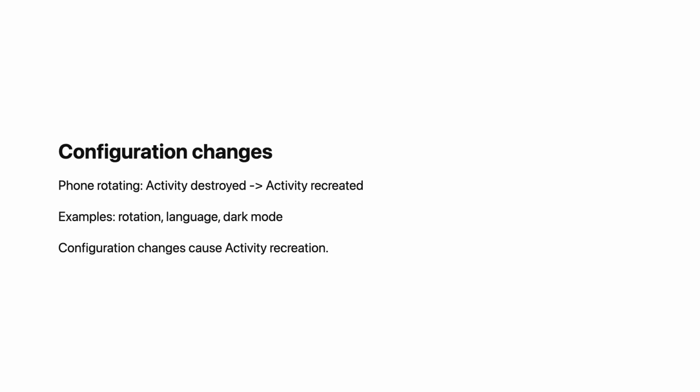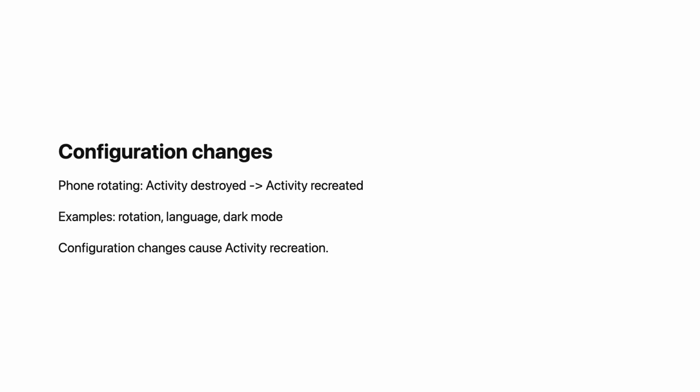When configuration changes, the activity is destroyed and recreated. Rotate the device, configuration change. Language change, configuration change. Dark mode switch, configuration change. The system destroys the activity, then creates a new one. Your activity must handle this. OnCreate is called again. Your UI must reinitialize, but you want to keep user state. This is why state saving matters.